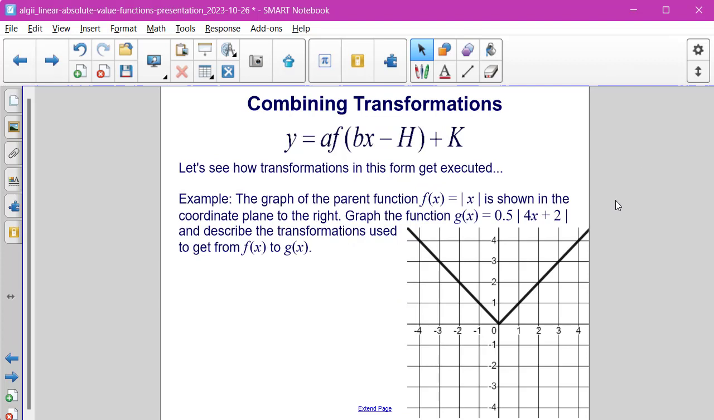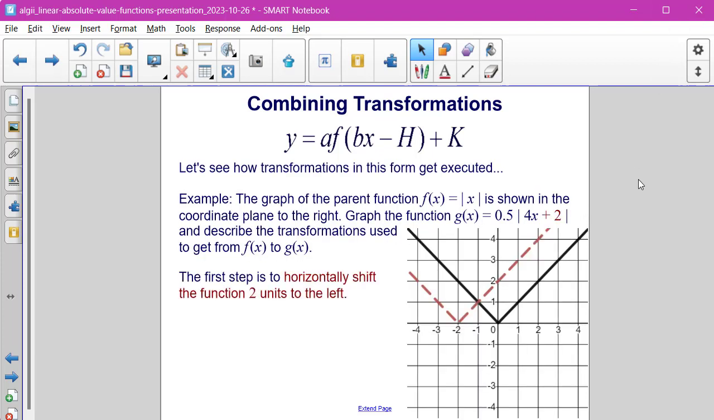Here's an example. The graph of the parent function f of x, which is equal to the absolute value of x, is shown in the coordinate plane to the right. Graph the function g of x, which is equal to 1/2 times the entire absolute value of the quantity 4x plus 2, to get from f of x to g of x.